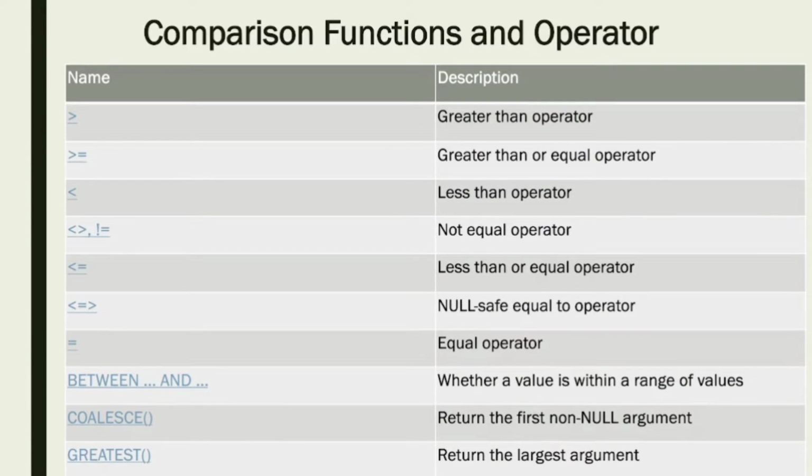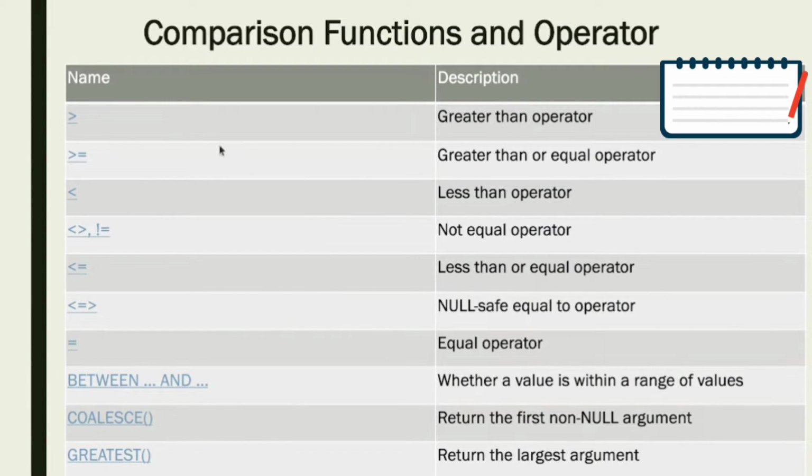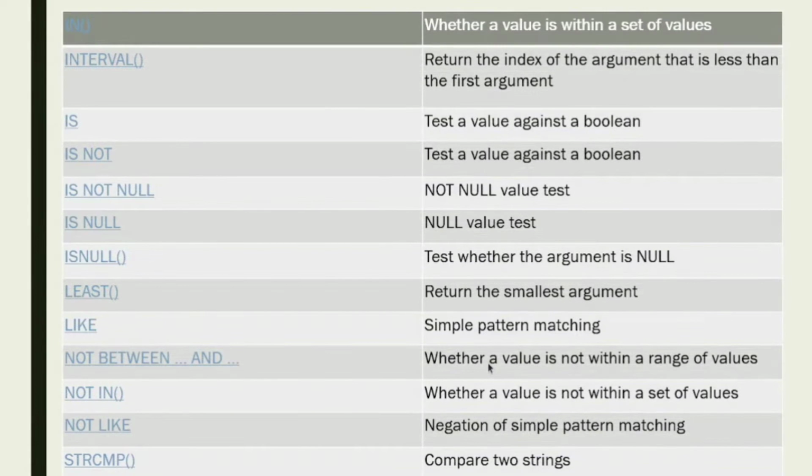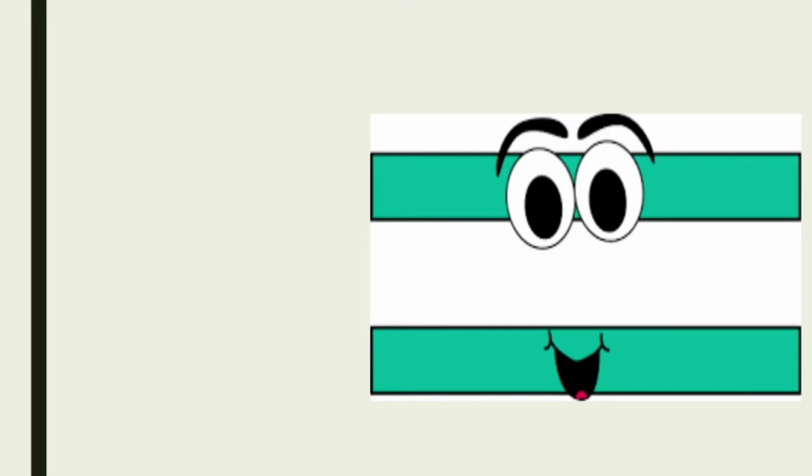Comparison functions and operators. Note it: greater than operator, greater than or equal operator, less than operator. So these are the operators and functions. Next, IS NOT NULL is for the not null value test and IS NULL is for the null value test. Next, the equal operator.